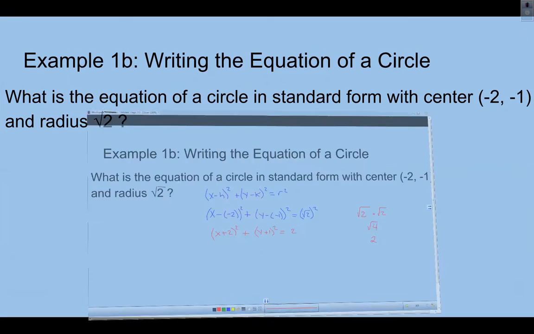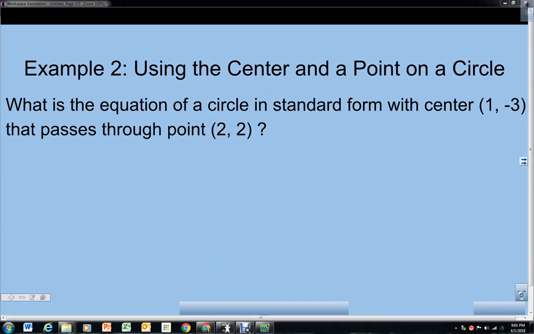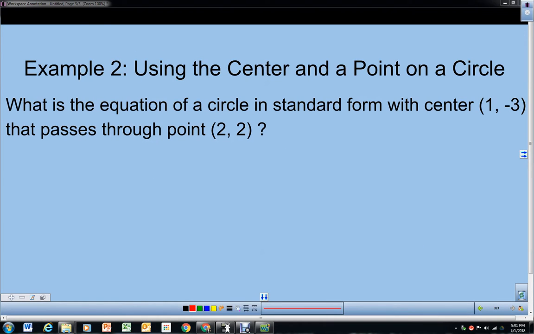All right, let's go to the next part. Example 2, using the center and a point on a circle. So now we're still writing equations, but this time we're given something a little different. We're given a center and we're given a point on the circle. So let's take a look. We know what our equation is. It is (x - h)² + (y - k)² = r².